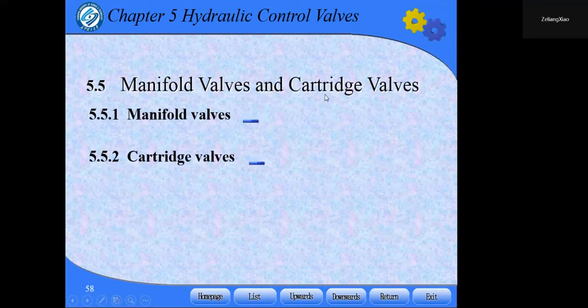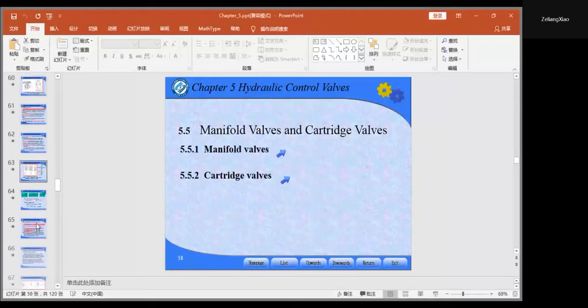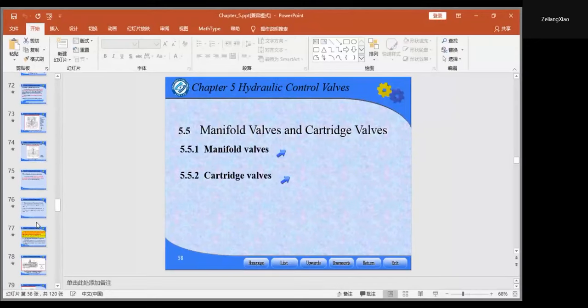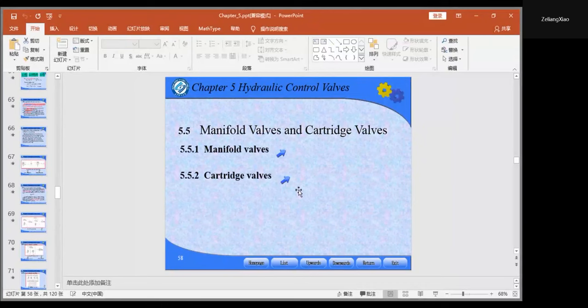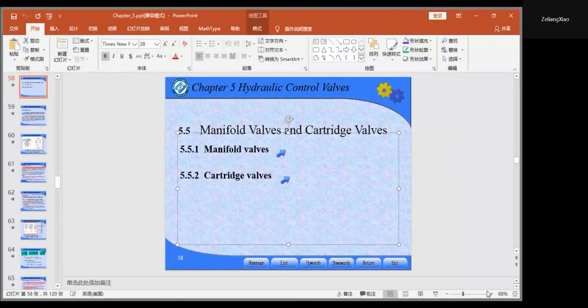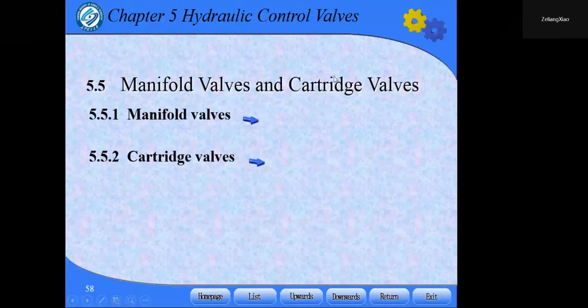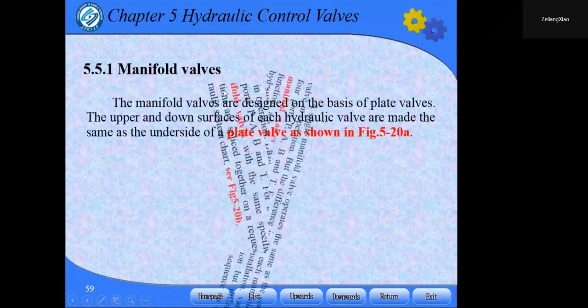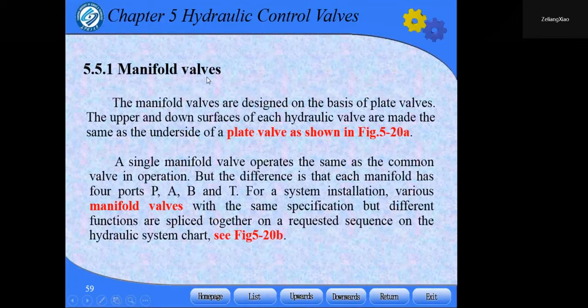Main port valves and cartridge valves. Also, we can have a look at the main port valves. Main port valves are designed on the basis of plate valves. The up and down surfaces of each hydraulic valve are made the same as on the side of a plate valve.